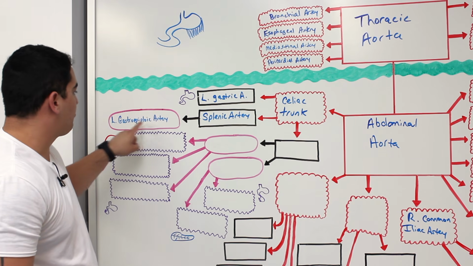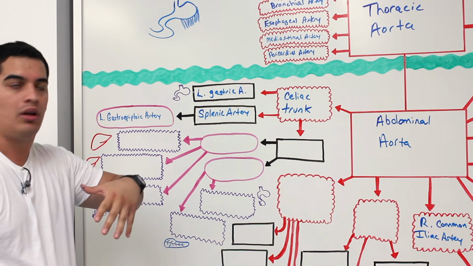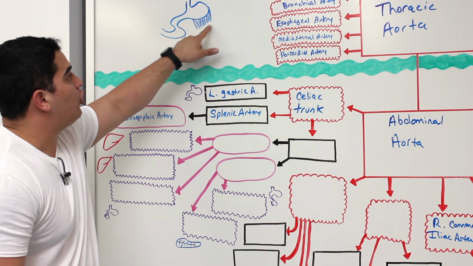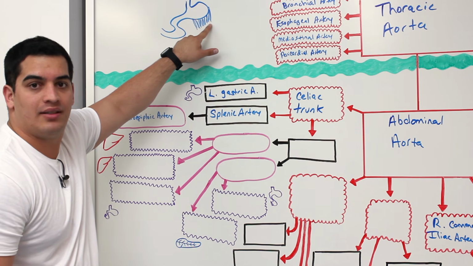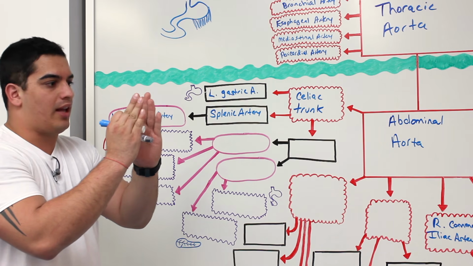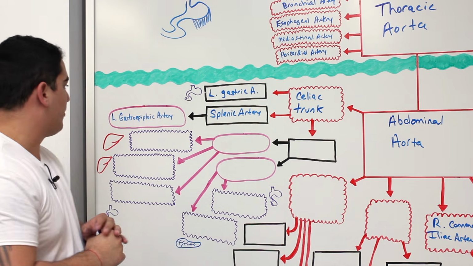Just so we remember, when you hear this word gastroepiploic, you can also remember gastroomental, meaning it supplies the stomach as well as the greater omentum, which is a mesentery. Mesentery is just a double-layered epithelial membrane, and that is where a lot of blood vessels, lymphatic fibers, and nerves run through.